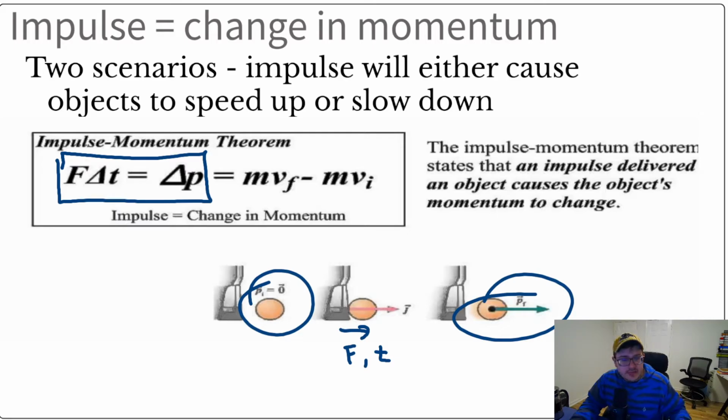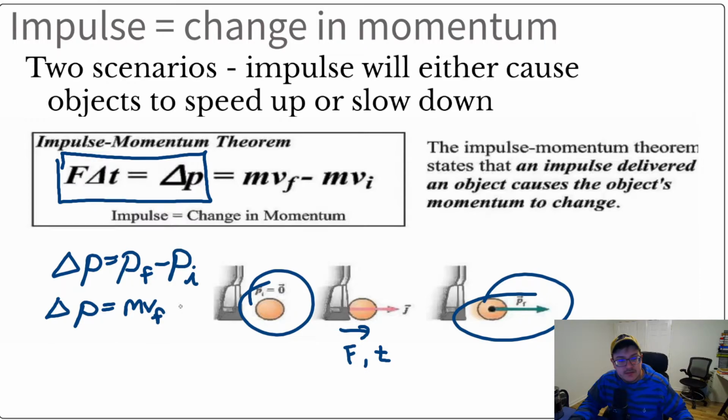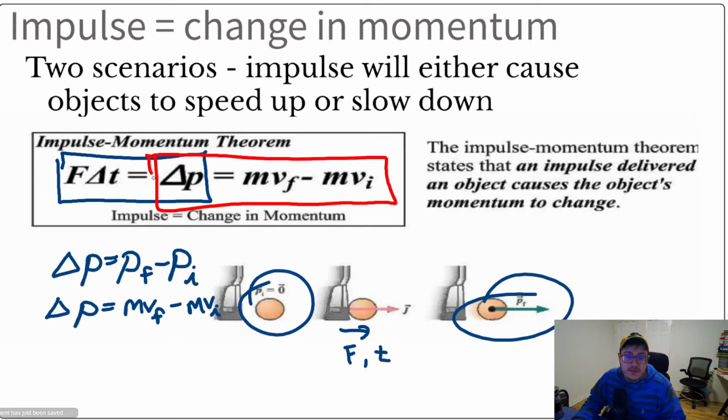Now, if we remember that delta P, that delta means change, so the change in momentum can also be written as final minus initial. Look at that, it's coming back on for us. And then we can expand our formula out and say mass times velocity final, minus mass times velocity initial. And that's where the second half of this equation comes from. If we unpack it, you can see that an impulse is predicated by the change of velocity.